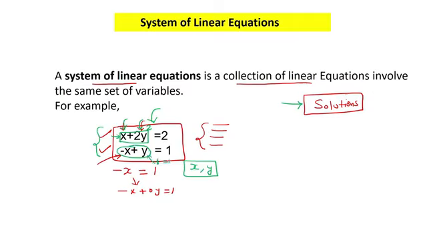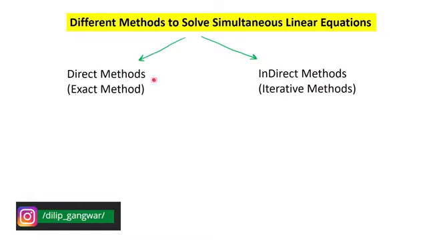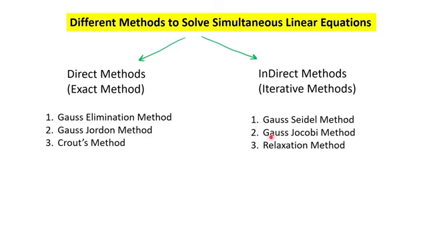There are different methods to find the solutions of simultaneous linear equations, and those are direct methods and indirect methods. Direct methods are also known as exact methods, and indirect methods are also known as iterative methods. Under direct methods, we have the Gauss elimination method, the Gauss-Jordan method, and the Crout method. Under indirect methods, we have the Gauss-Seidel, Gauss-Jacobi, and relaxation methods. In this video, we are going to understand the Gauss elimination method.